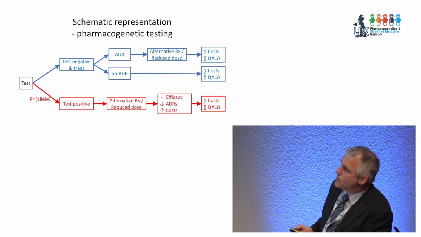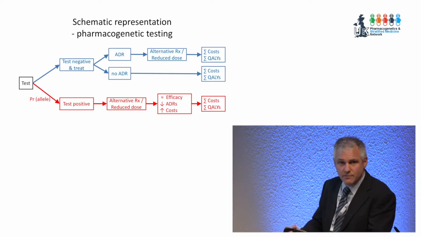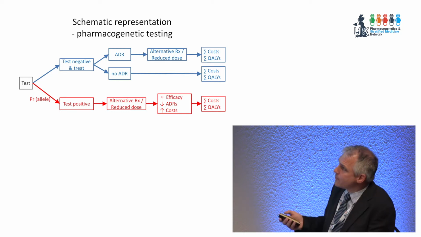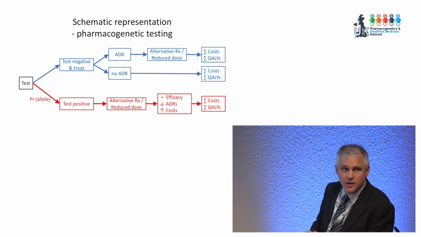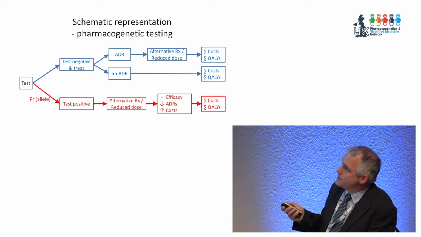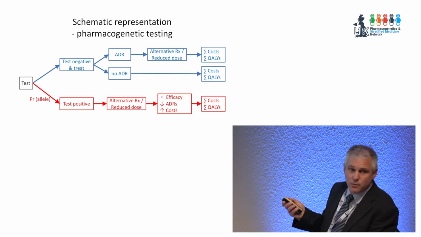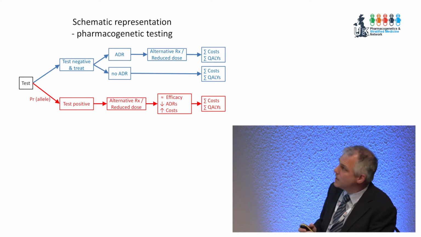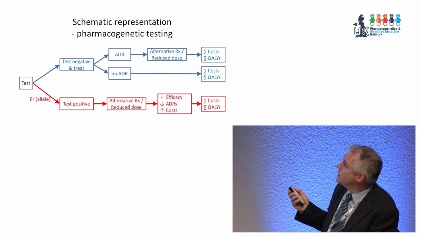Now, patients who test negative are at reduced risk of adverse drug reaction, and so they would be given the treatment that was intended. There is still a risk. No test is 100% correct in the sense that there are some false negatives, people who would experience adverse drug reaction despite not having that allele. So if they were to then experience an adverse drug reaction, again, the same pathway, there would be some change in prescription or some reduced dosing, and we could estimate the total costs and QALYs.